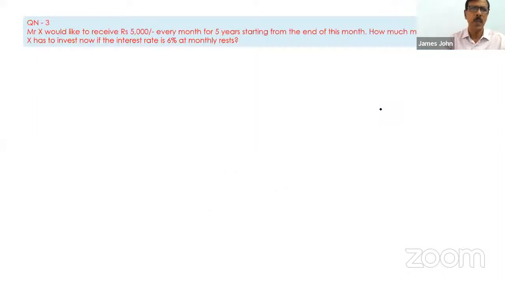Mr. X would like to receive 5,000 rupees every month for 5 years, starting from the end of this month. How much money does Mr. X have to invest now if the interest rate is 6% at monthly rest? Present value of ordinary annuity. Yes, this is again because every month is there, so definitely it's an annuity. Since it's a deposit scheme, you can say it's an ordinary annuity or end of the period annuity.